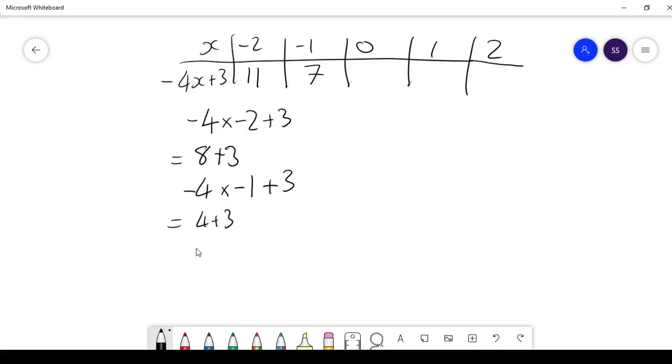I'll skip these ones; this is 3, this is minus 1, and now I'll do what it is for 2 with you. So minus 4 times 2 plus 3. Minus 4 times 2, we've got a negative times a positive, so that's going to be negative. Minus 8 plus 3. That's the same as losing 8 and gaining 3, which is the same as losing 5.